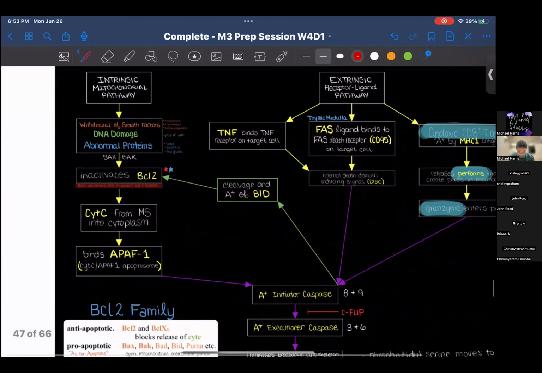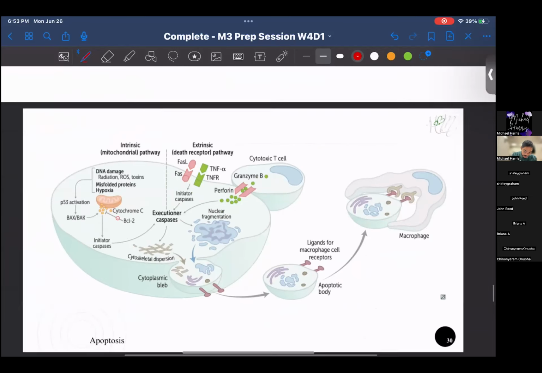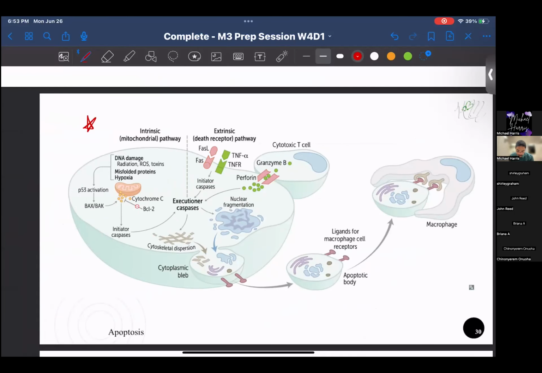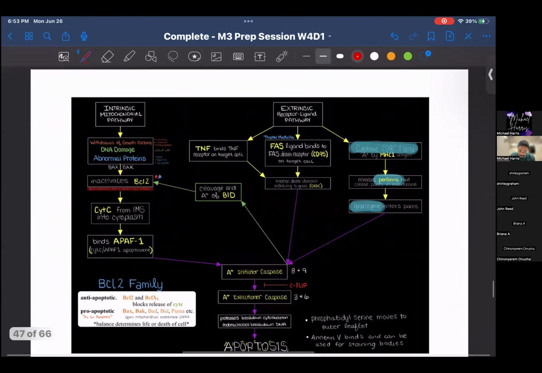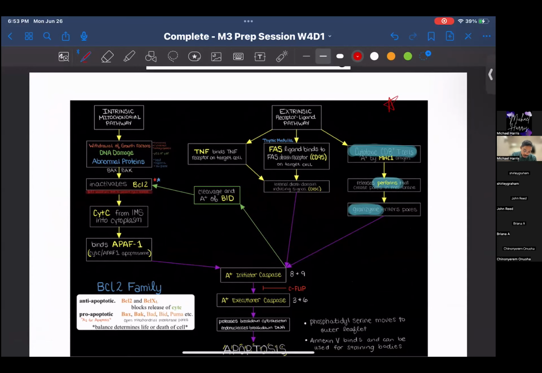Good. Now, here's a presentation of it. This here is just a diagram I gave you to help you differentiate between the intrinsic versus extrinsic pathway. And you can see here, you've got the Fas ligand, CD8 cells, perforins with granzymes, leading to apoptosis.